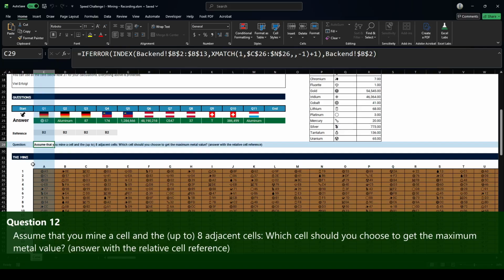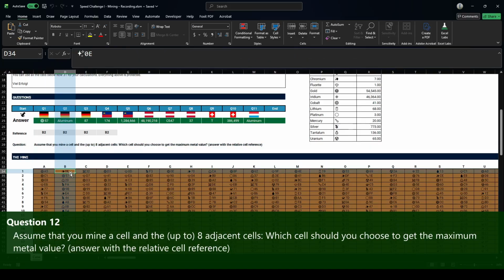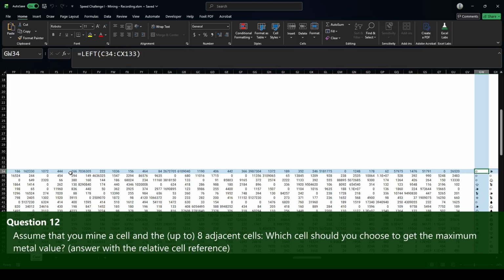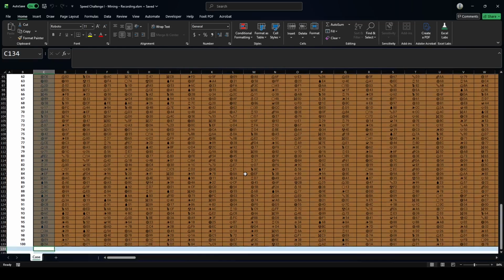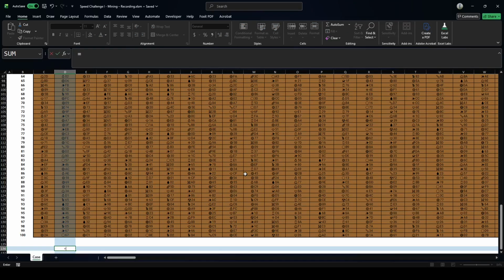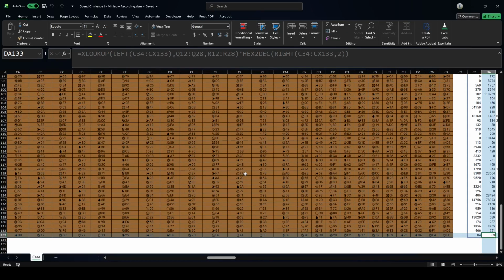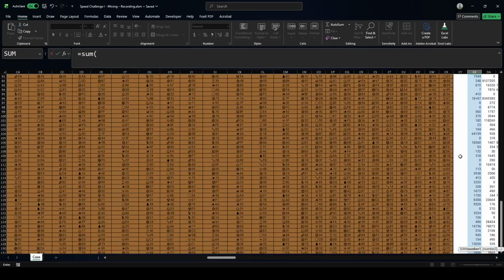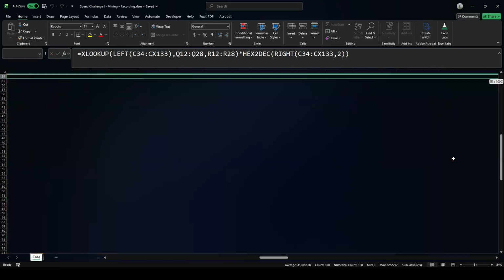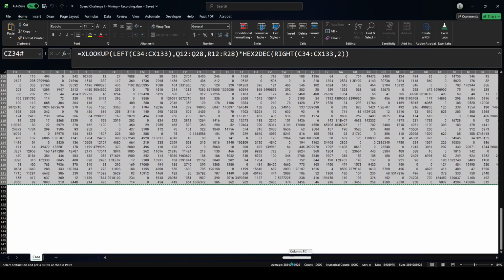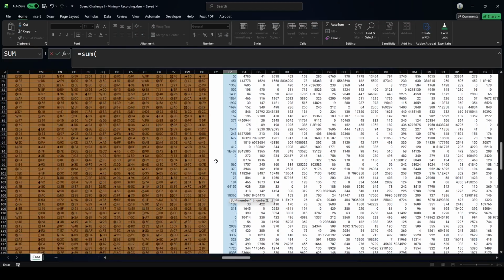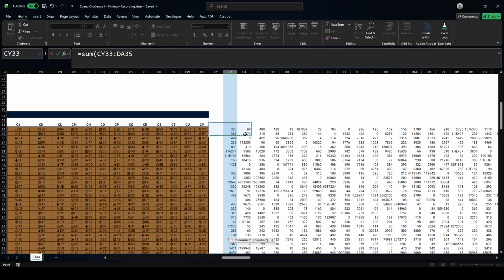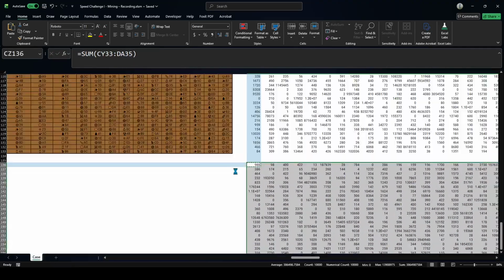All right, finally, assume that you mine a cell and up to 8 adjacent cells. Which cell should you choose to get the maximum metal value? Answer with the relative cell reference. Okay, that one's actually not going to be too hard. Let me copy and paste all these because I'm going to mess up these formulas. I'm going to do it over here. Copy paste values so I can keep the size, and then here I'm going to do sum of these 9 cells, paste that all the way across.